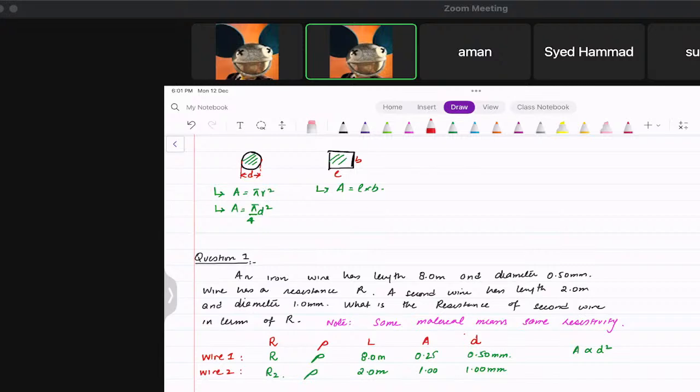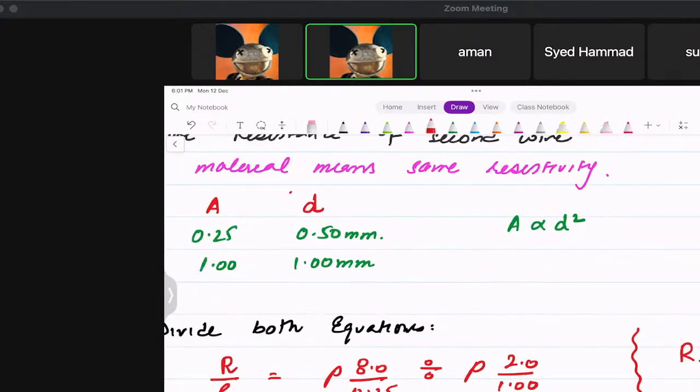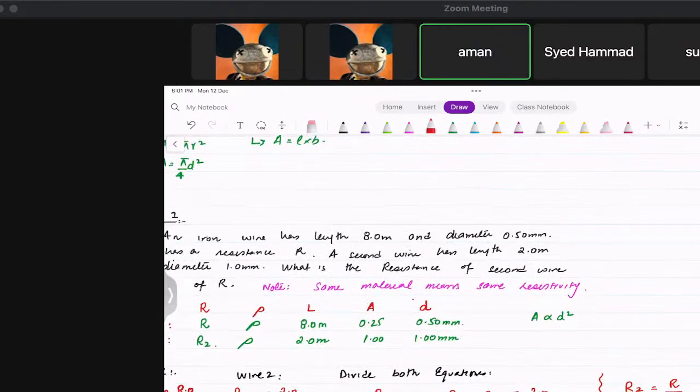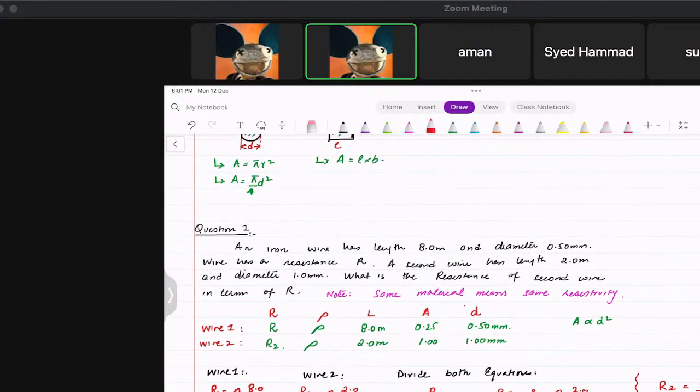Now the idea is that you write the equation for both and then you divide them. I wrote R for wire 1 and wire 2, and then I divided both, and then I put this sign. The reason is that when I remove this, it will cause the other side to be a reciprocal, right, to go upside down. Do you understand? Yes, it just cancelled over there. So then you can cancel out, and then we got R2 is equal to R over 16. That's what the question was.